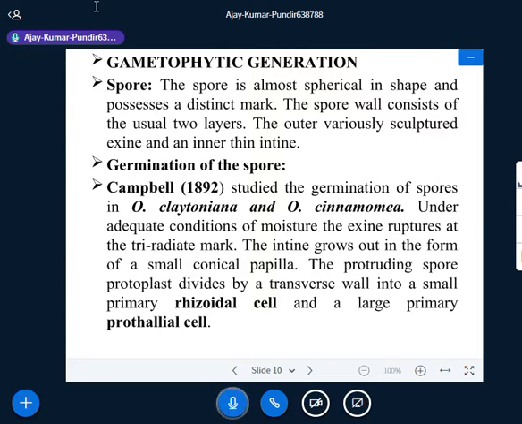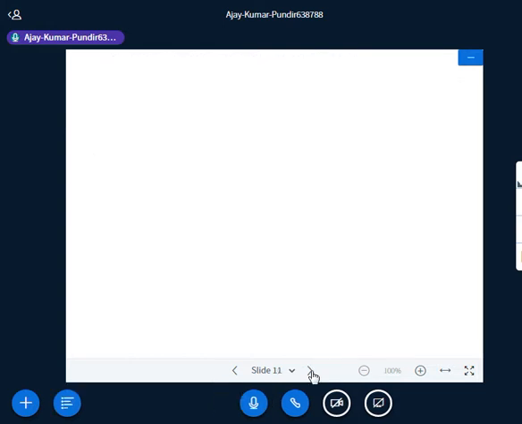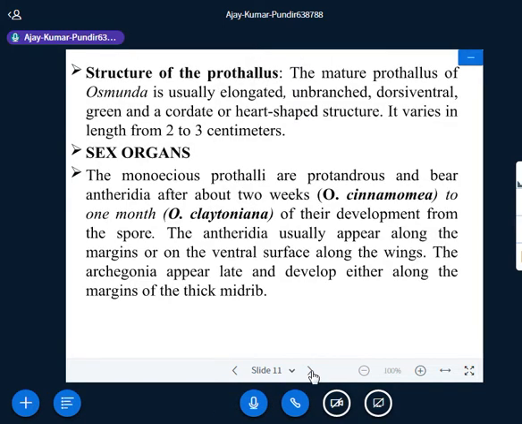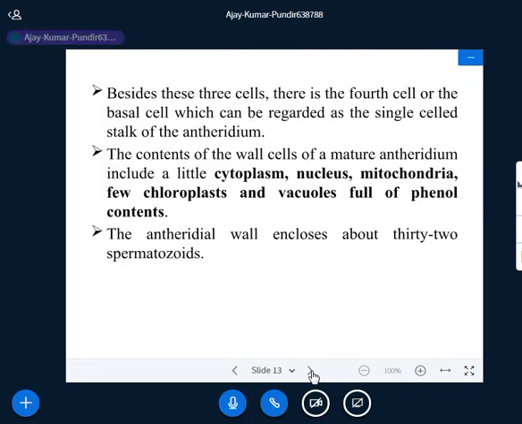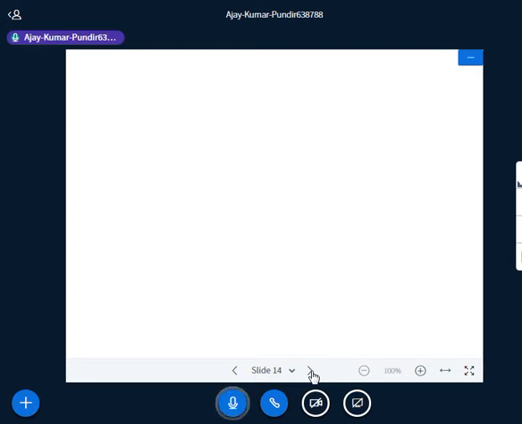At the same time, when the exine is ruptured and the intine comes out, what happens? A transverse wall is formed in the spore. As a result, the spore becomes two-celled. The smaller one is known as the first rhizoidal cell, and the larger cell of the spore is known as the first prothallial cell.